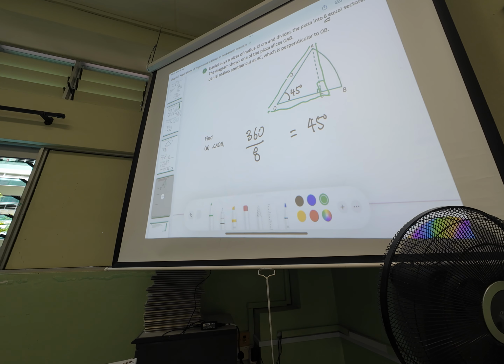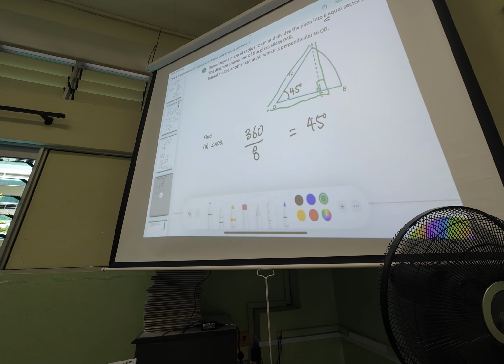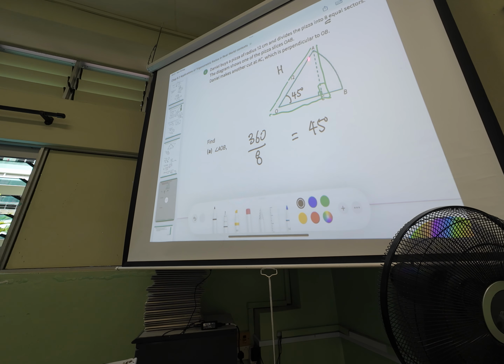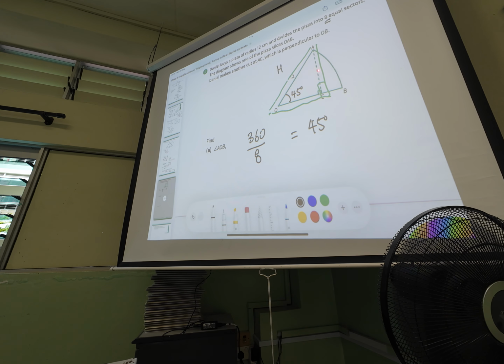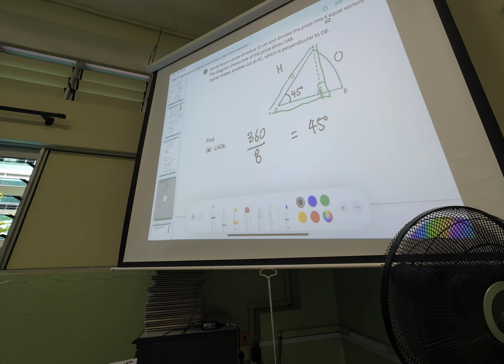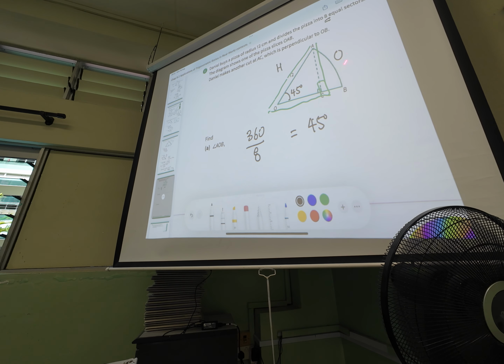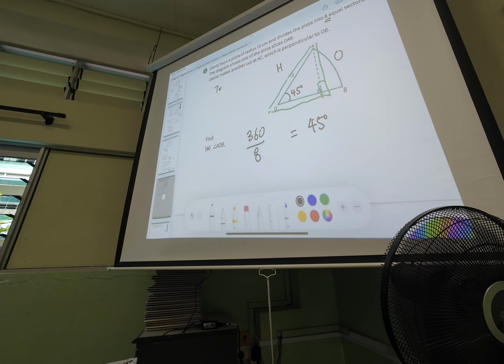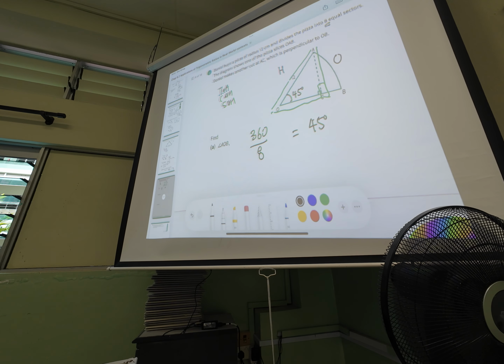Then I can apply my trigo ratio. I want to find AC. I know this angle. I know the hypotenuse. I want to find AC. AC is opposite of 45. So I want to use the hypotenuse to help me find my opposite, O and H. So we go back to our SOH CAH TOA, so I have to use my sine.